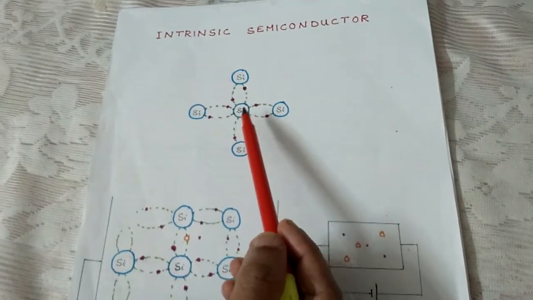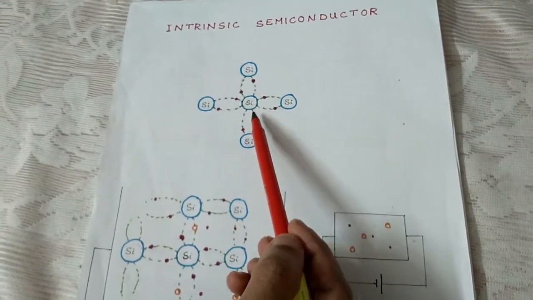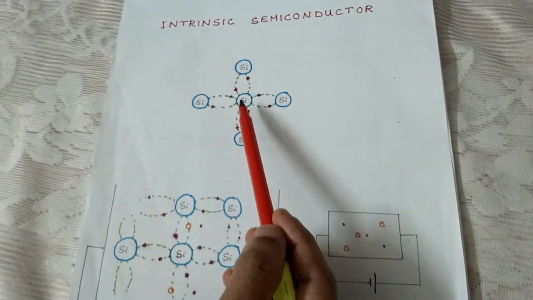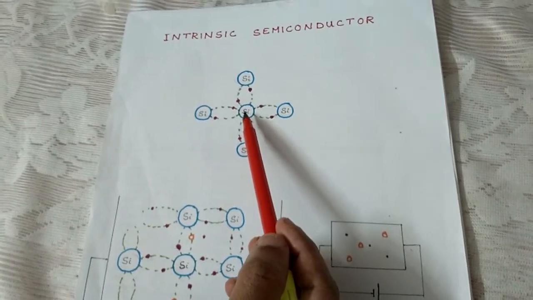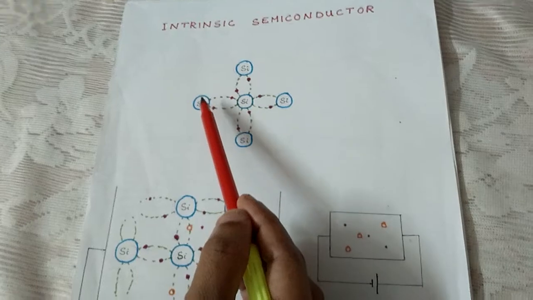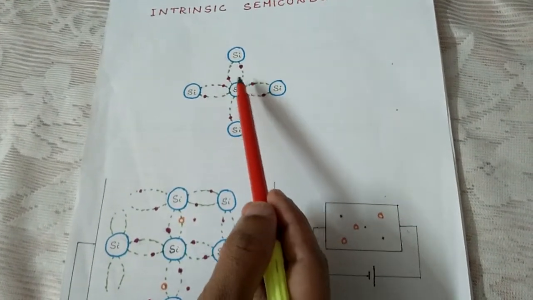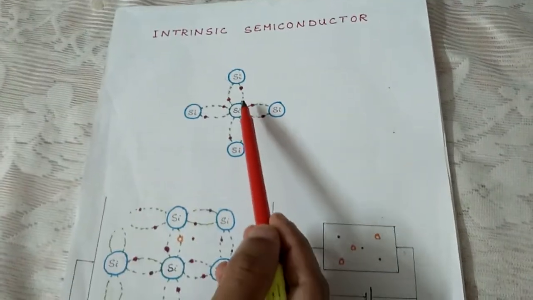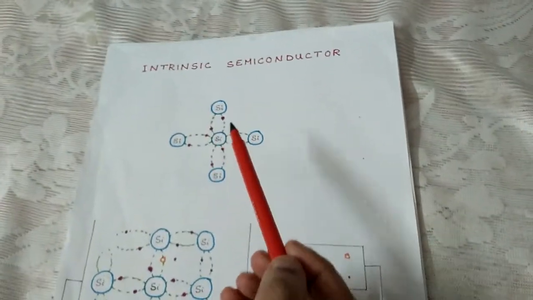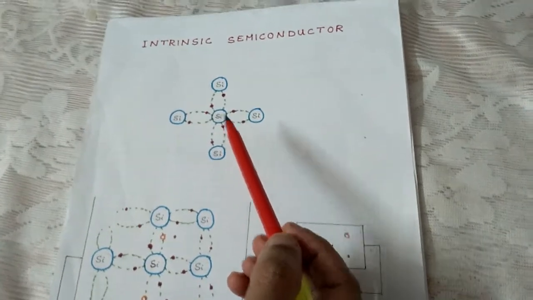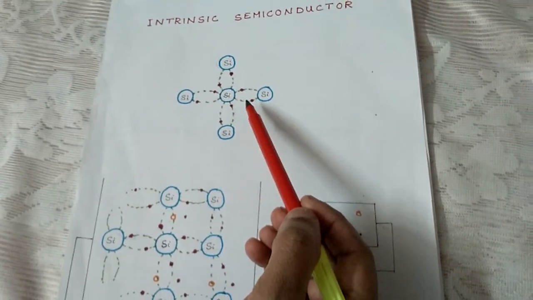A silicon atom has 4 valence electrons. So each silicon atom forms covalent bonds with the 4 neighboring silicon atoms. At very low temperature, all the covalent bonds exist. But as temperature increases, the bonds may break.